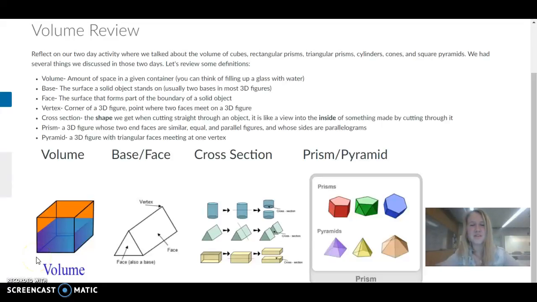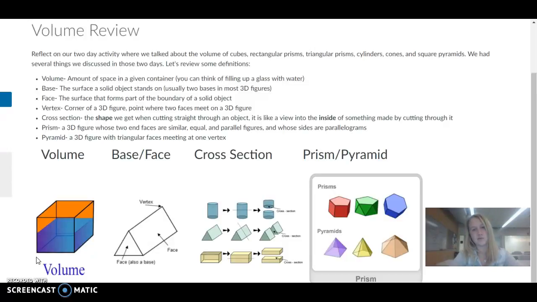Hi everyone. So this video is some review over what we went over on Tuesday and Wednesday of our class session. We talked a lot about volume and finding the volume of specific figures, such as cubes, rectangular prisms, triangular prisms, cylinders, cones, and square pyramids. We had a lot of things that we discussed in those 2 days.